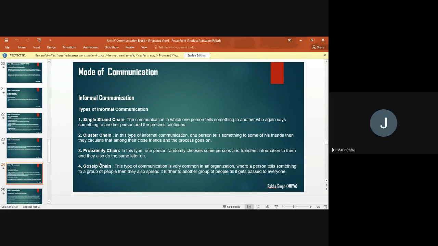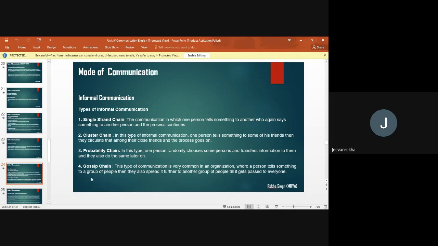Yes, ma'am. Okay, now third is probability chain. In this type, one person randomly chooses some person and transfers information to them, and they also do the same later on. What is the point? It's like a cluster chain. I'm saying something to you, and you are saying that point to your friend, and they are saying it to their friend, and the process goes on, right? That is randomly going on. Probability chain. Are you getting my point?